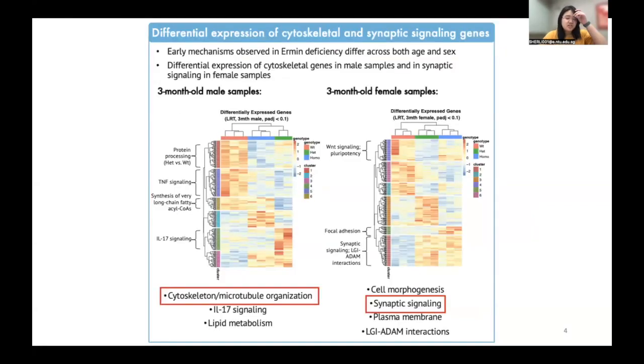So from differential gene expression analysis, the key takeaway would be that at 3 months old, in both male and female samples, there are widespread changes, including those seen in protein processing. But more importantly, there are changes seen in synaptic signaling, particularly in the female mice, as well as cytoskeleton and microtubule organization seen in the male mice, which provides some information on some of the pathways that are affected in Ermin deficient mice.